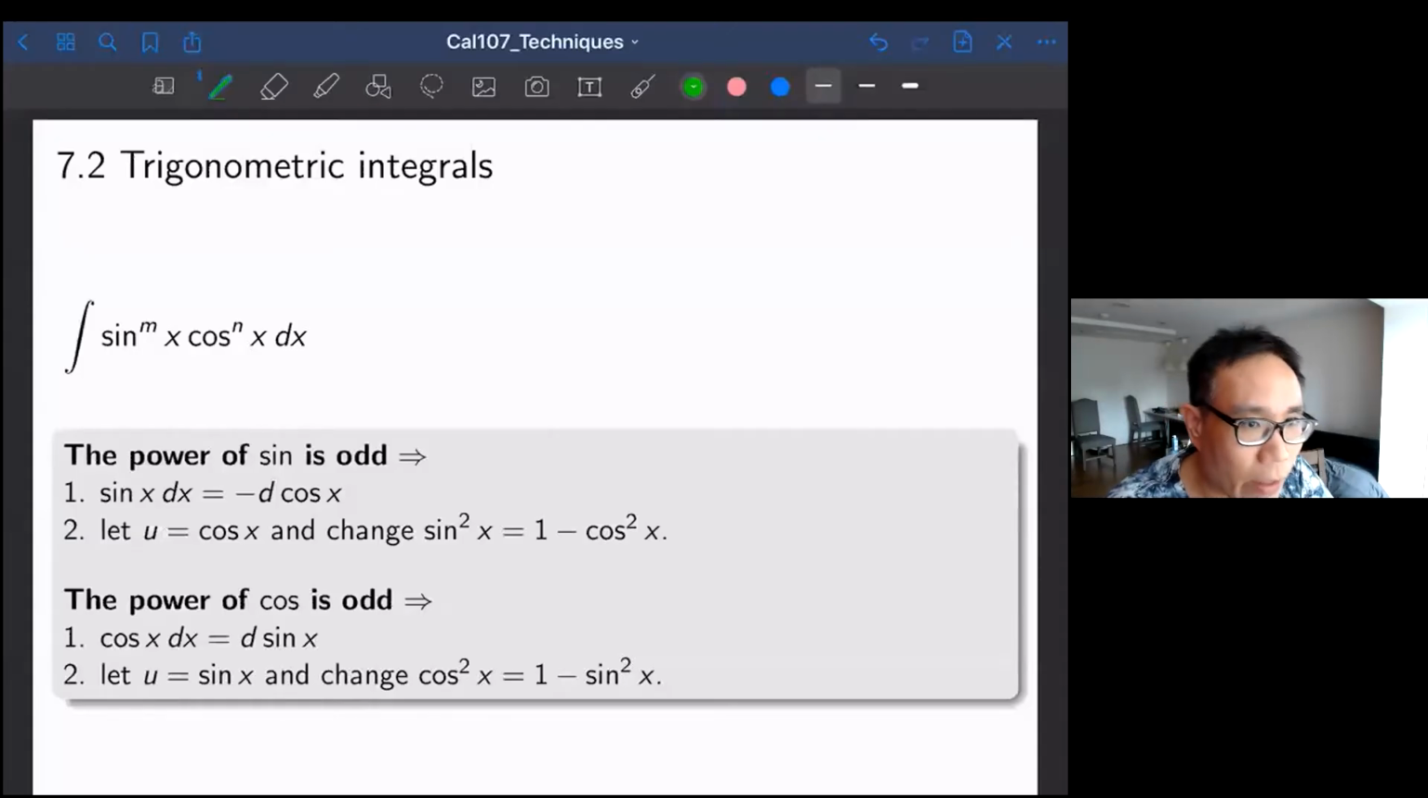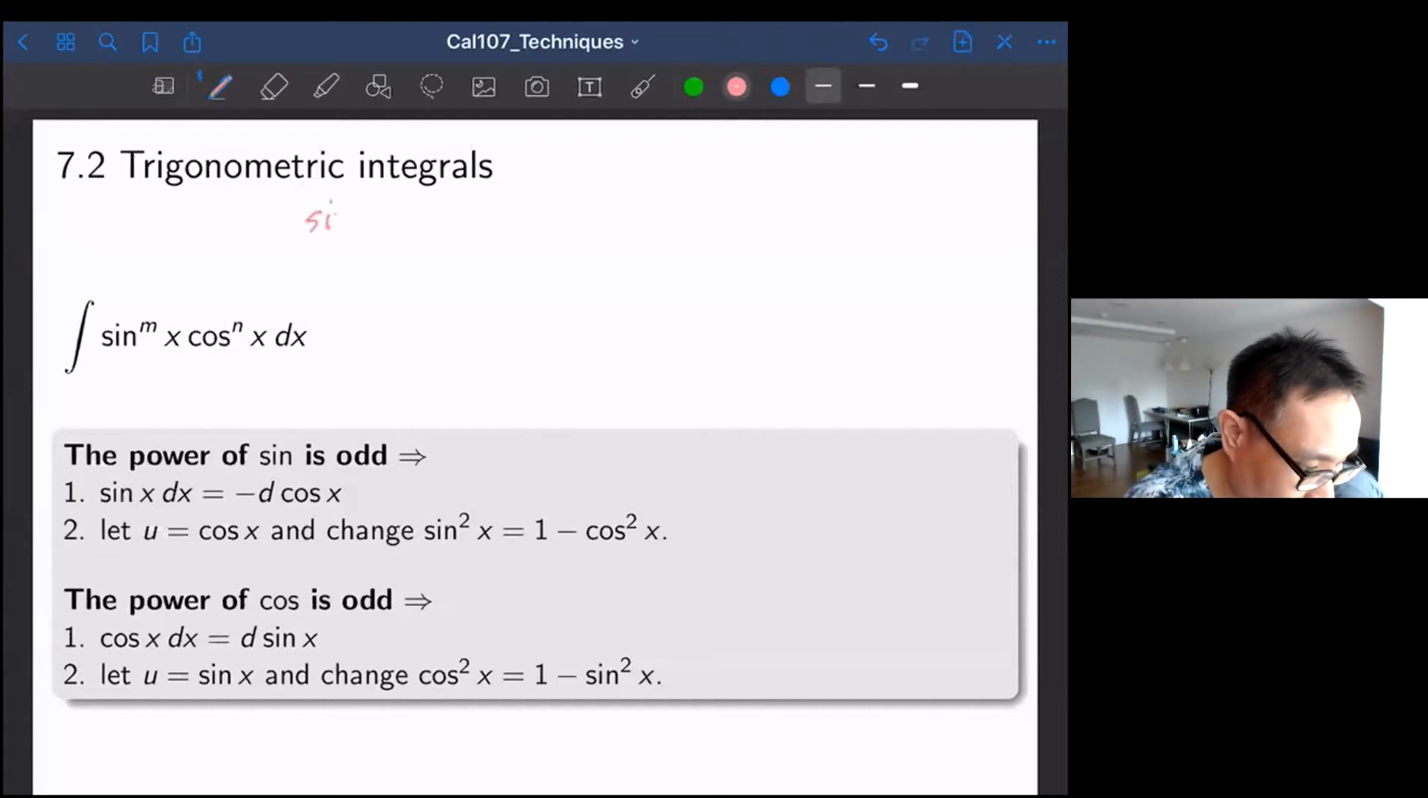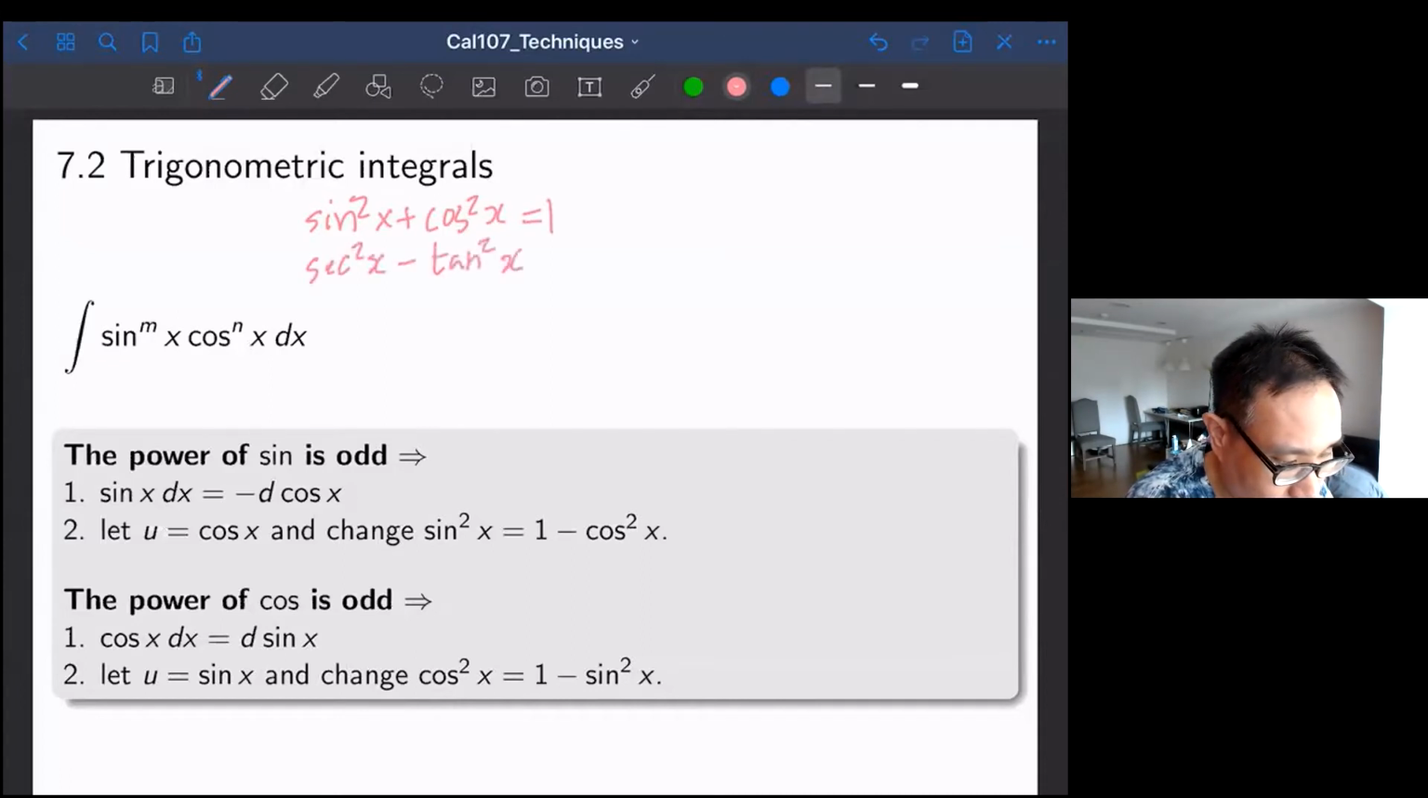The next technique that we're going to study is about trigonometric integrals. The trigonometric integrals come from the trigonometric identities. You have sine squared x plus cosine squared x equals 1. You have secant squared x minus tan squared x equals 1, and you have cosecant squared x minus cot squared x equals 1.